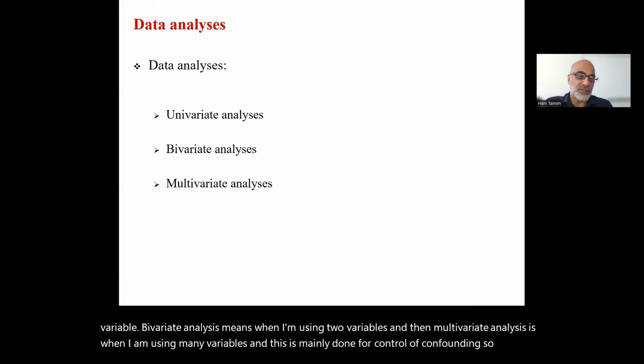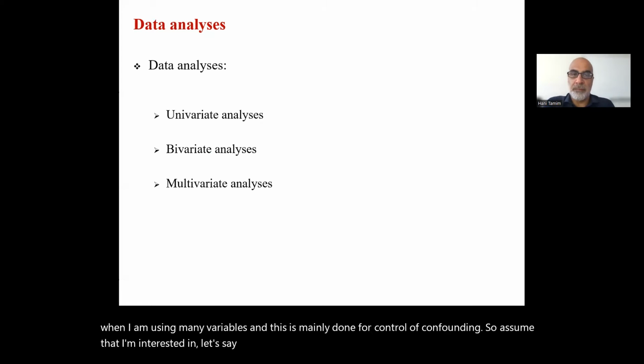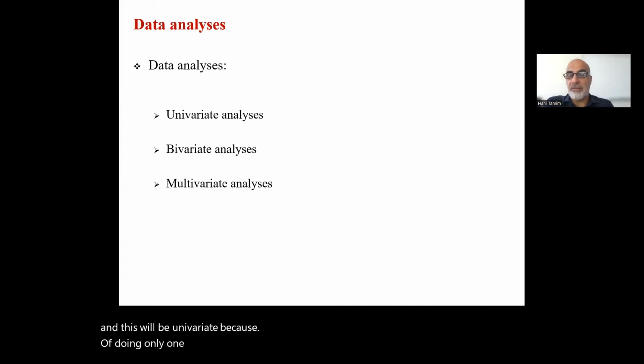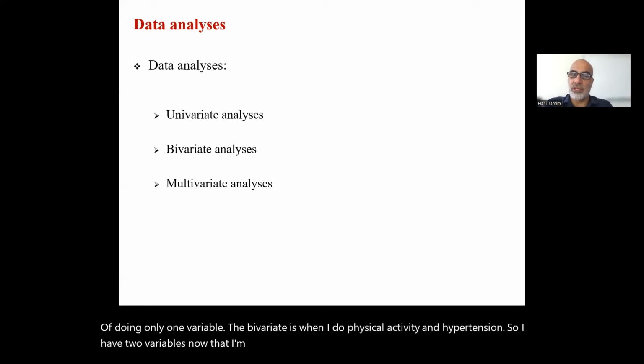So assume that I'm interested in, let's say, physical activity. I can analyze physical activity, and this will be univariate because I'm doing only one variable. The bivariate is when I do physical activity and hypertension. So I have two variables now that I'm associating with each other, and this is bivariate.